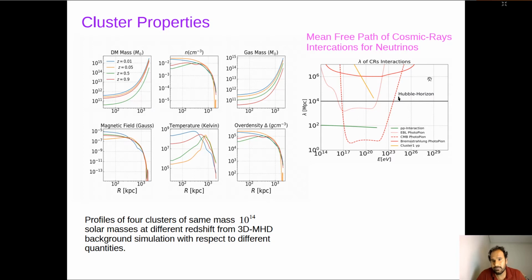As you can see from the green lines and the dotted red line, the green line is for proton-proton interactions, and proton-proton interactions are more dominant for cosmic ray energies less than 10^17 electron volts. If the energy is greater than 10^17 electron volts, then photopion production on the CMB is more dominant over proton-proton interactions.